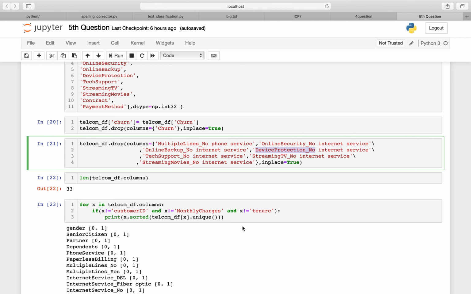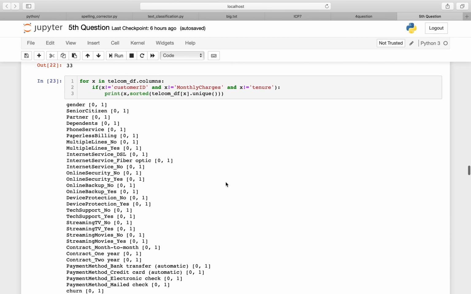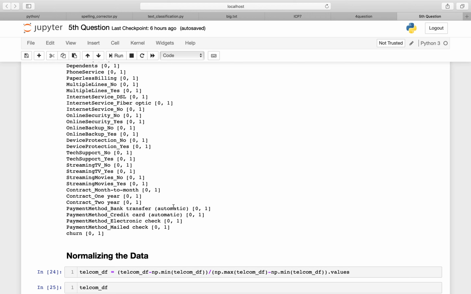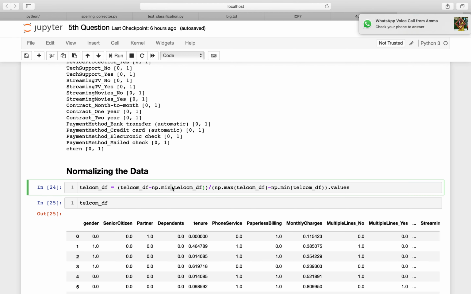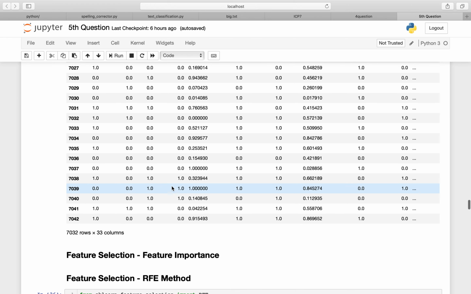So after removing all these columns, it came to around 33. So these are the distinct columns which I had now. If you see, all are zeros and ones, whereas before it was yes and no. So here as well, I have standard normalized the data, subtracting the min and dividing by the max minus min, to make sure that each column is given equal importance and ranges between 0 and 1.